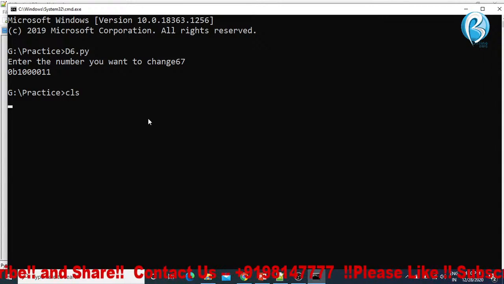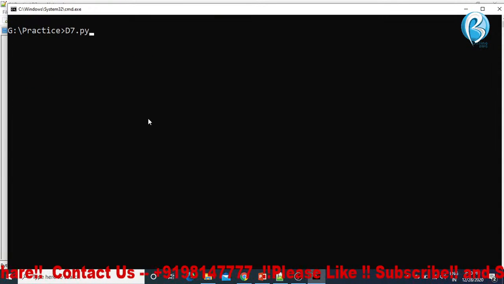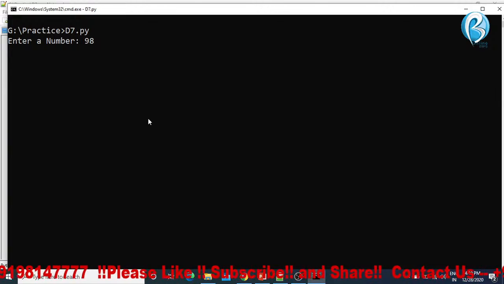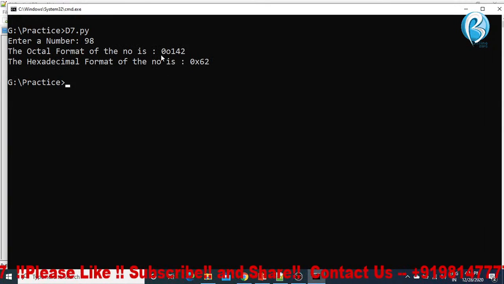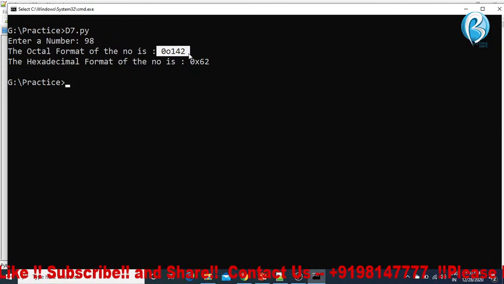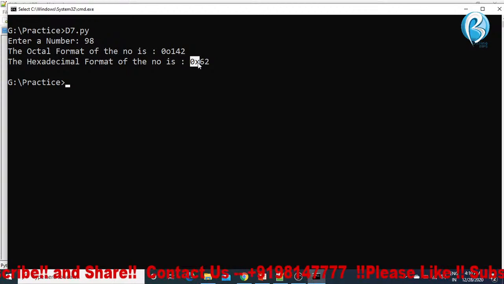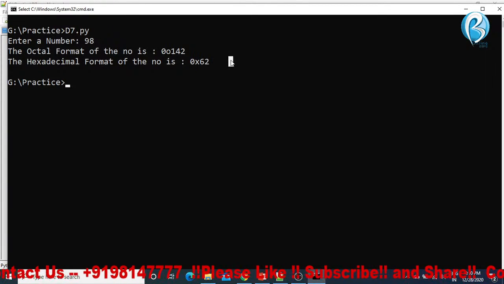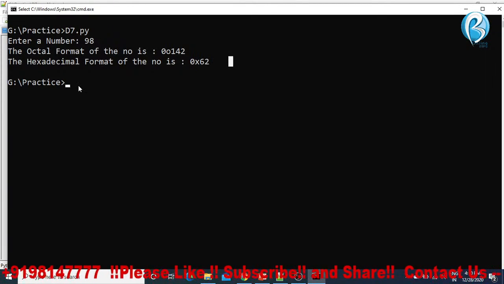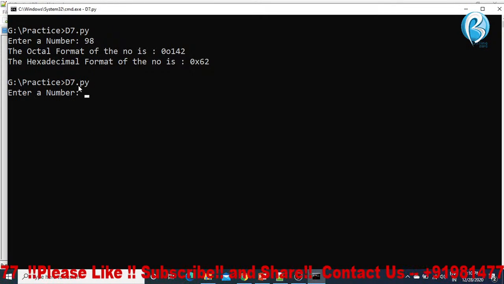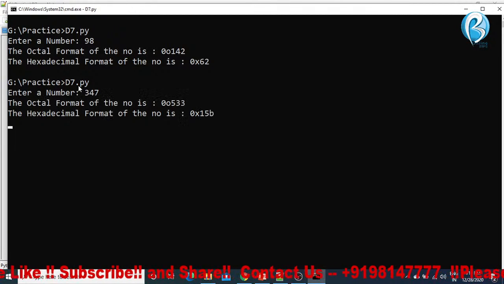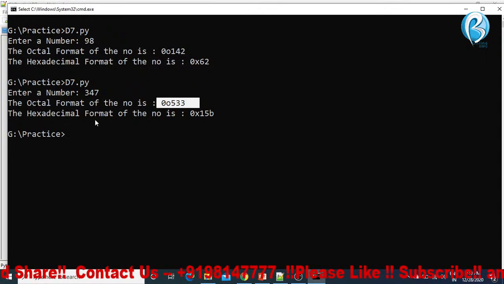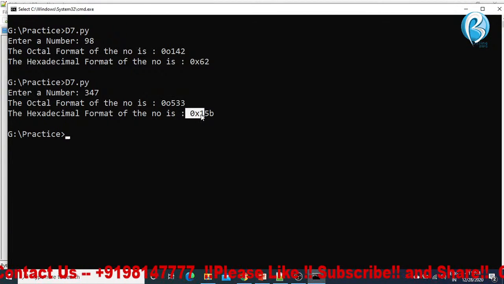CLS, d7.py, enter a number: 98. The octal format is 0o142 and the hexadecimal format is 0x62. Okay, let's take a bigger input, 347. The octal format is 0o533. The hexadecimal format is 0x15b.